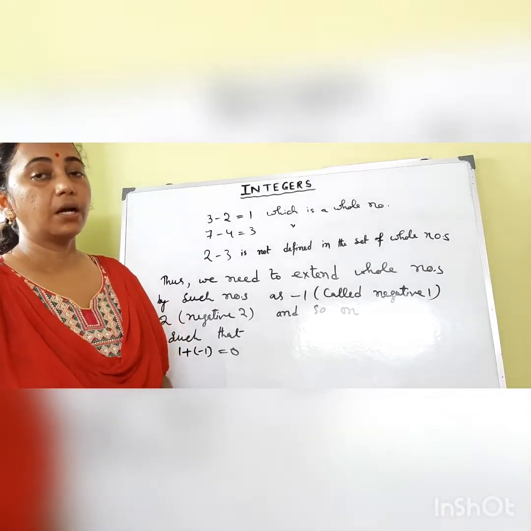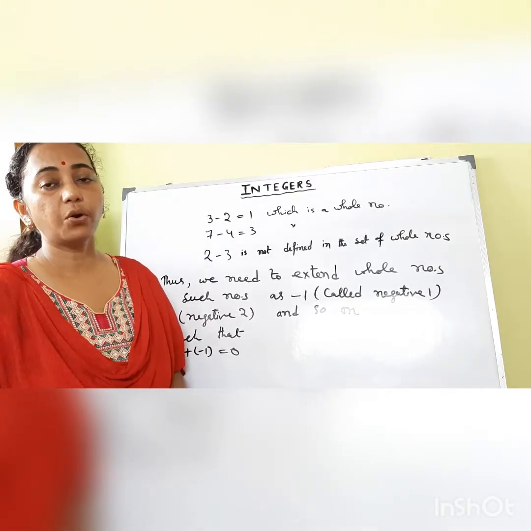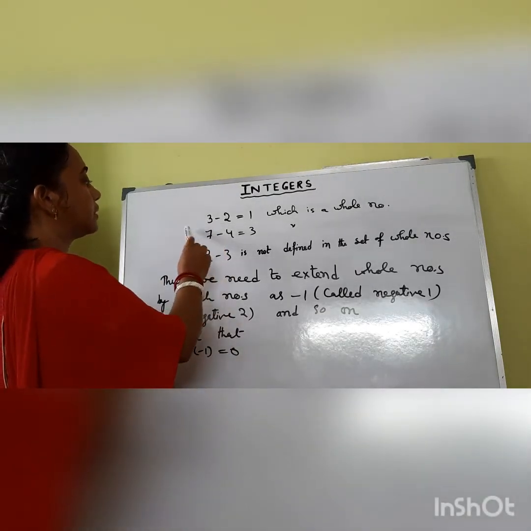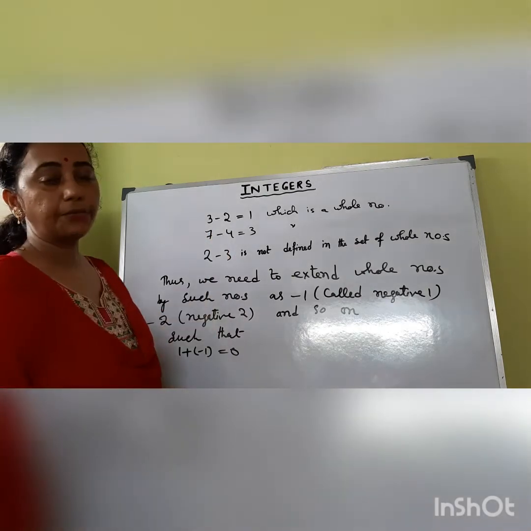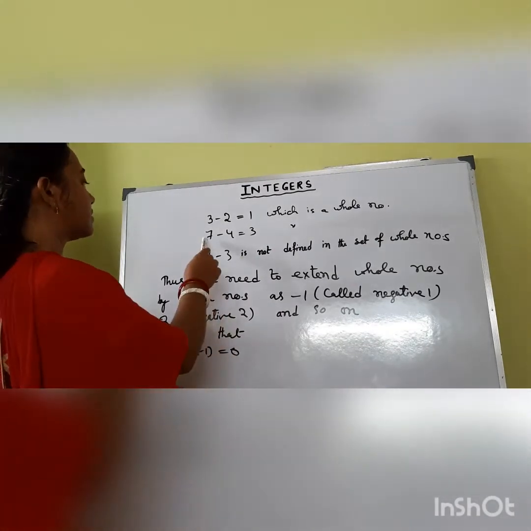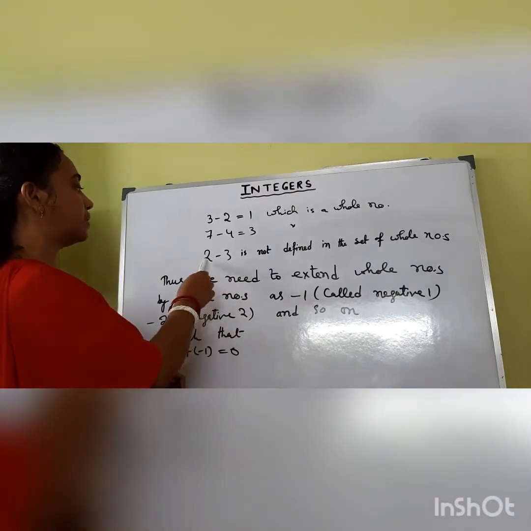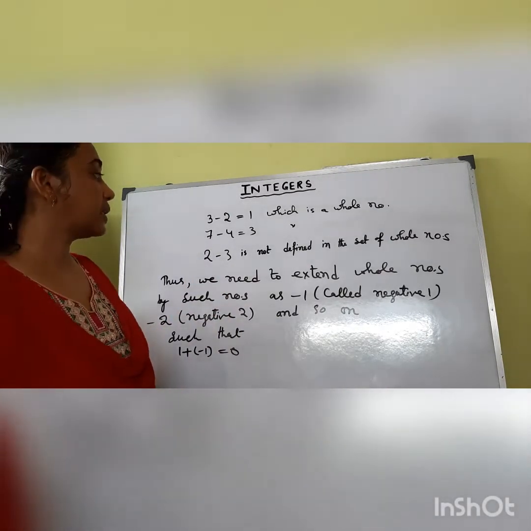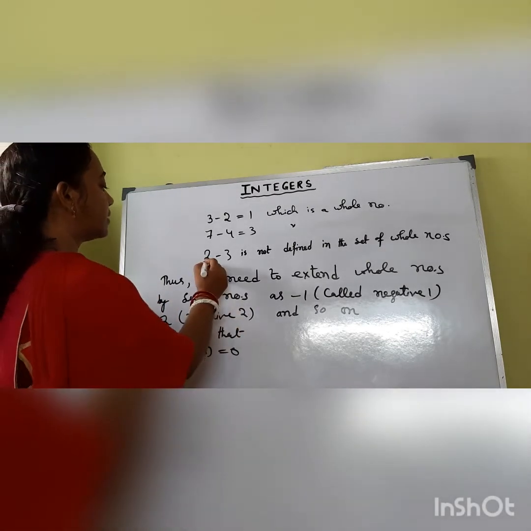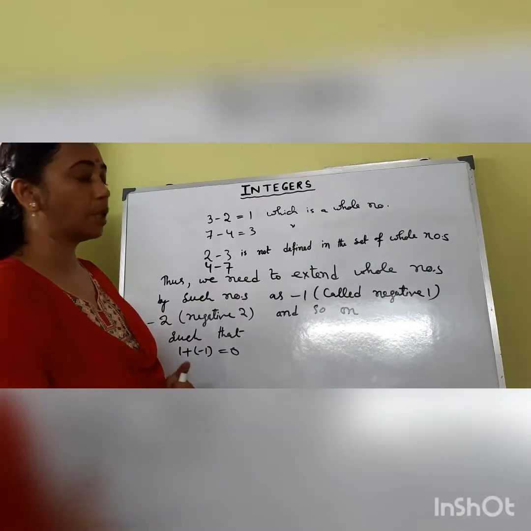If we subtract a whole number from another whole number, then the result may or may not be a whole number. For example, if we subtract 2 from 3, we get 1, which is a whole number. If we write 7 minus 4, we get 3, which is again a whole number. But if we write 2 minus 3, this result is not defined in the set of whole numbers. Similarly, 4 minus 7 is also not defined in the set of whole numbers.